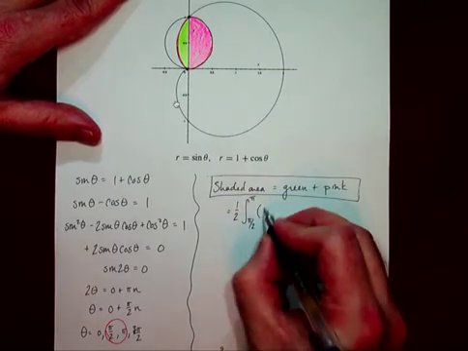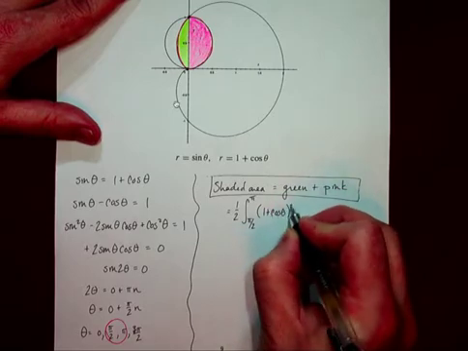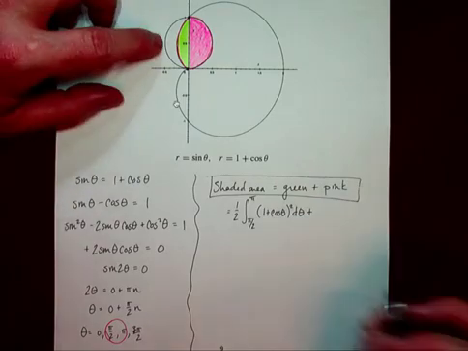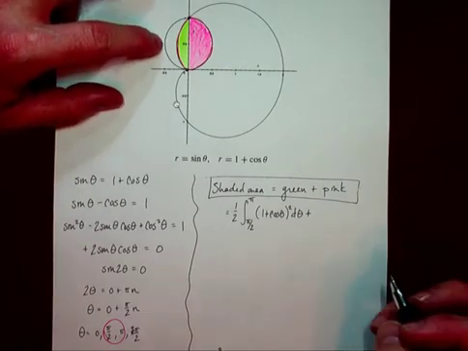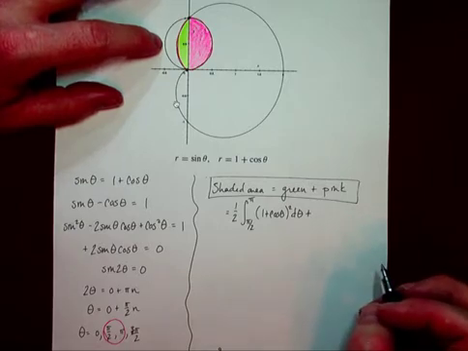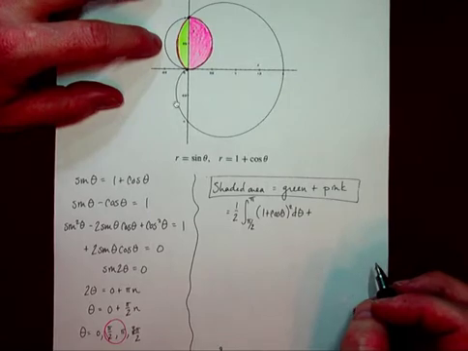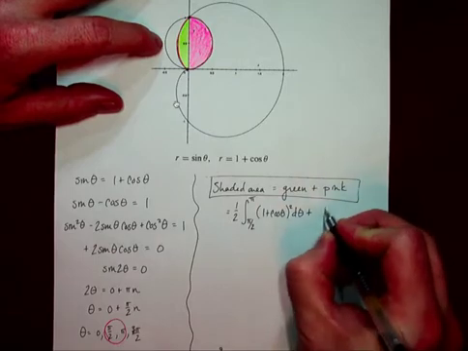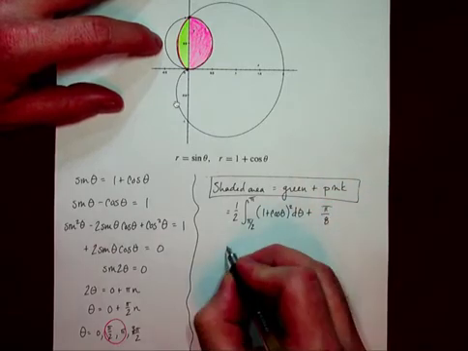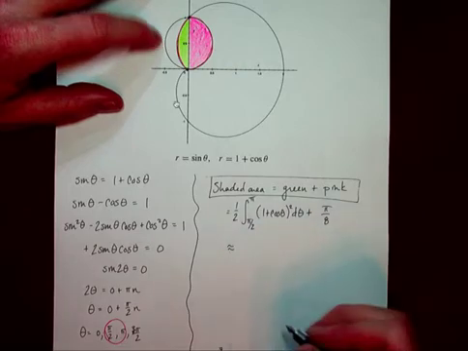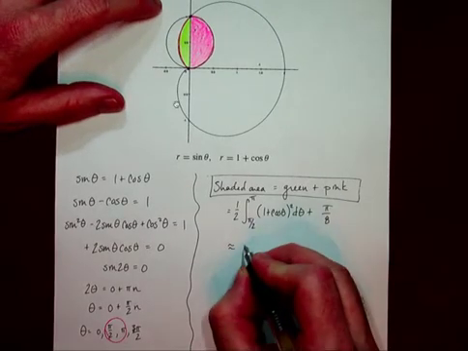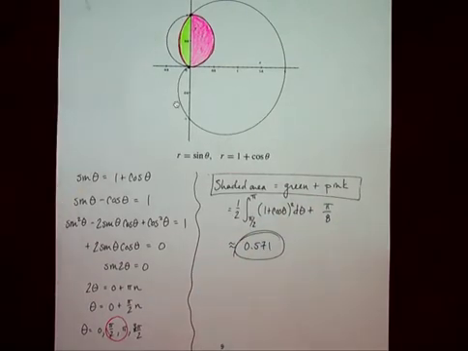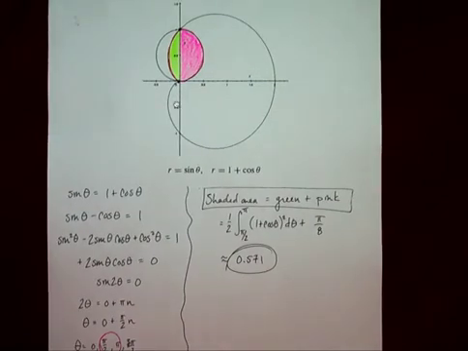And then I simply have 1 plus cosine theta squared d theta. And then the pink area is, this is a circle of diameter 1, so radius 1/2. But it's also half of the circle, so it's pi r squared over 2. So that actually winds up being pi over 8. And if you plug it into your calculator, which I'm going to do because working it out here just really isn't worth the time and the space, you get 0.571. And that is the total shaded area that is enclosed by both the circle and the cardioid.